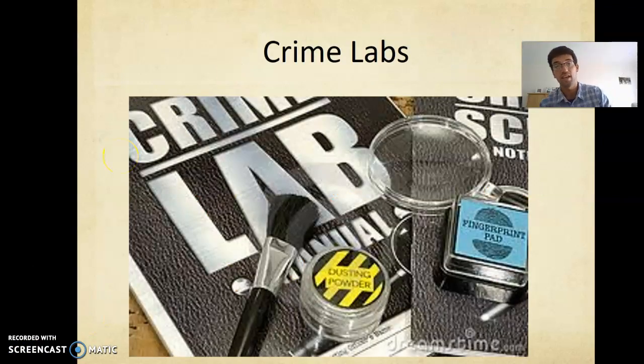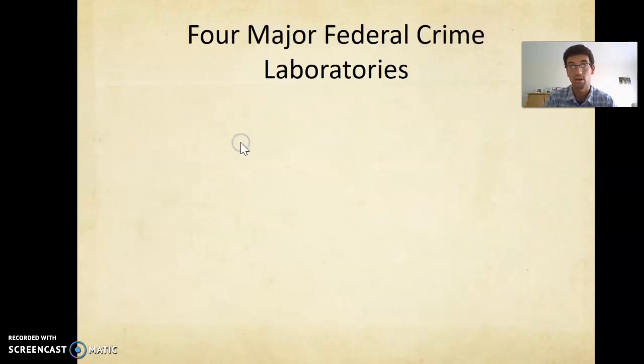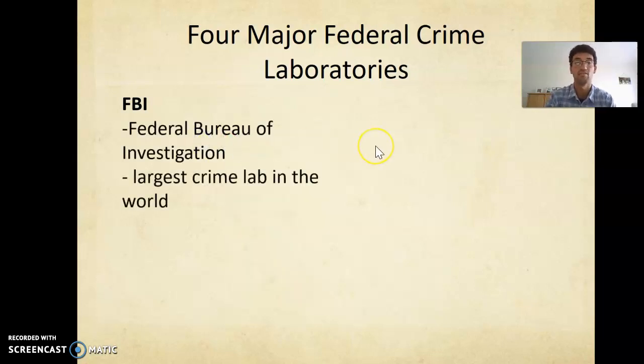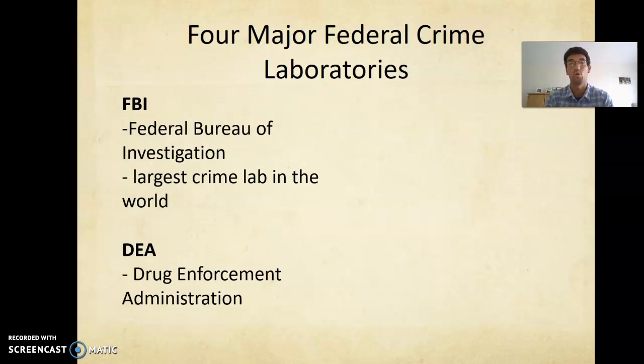So, moving on from there, we are going to talk about the federal crime labs. The federal crime labs are obviously not independent. They are part of the bureau organization that owns them. The four major ones are the FBI, Federal Bureau of Investigation. All right, they own the largest crime lab in the entire world. All right, next one is the DEA, the Drug Enforcement Administration. If you've ever watched Narcos, you know what the DEA does. And they analyze the drugs that they seize from illegal operations.